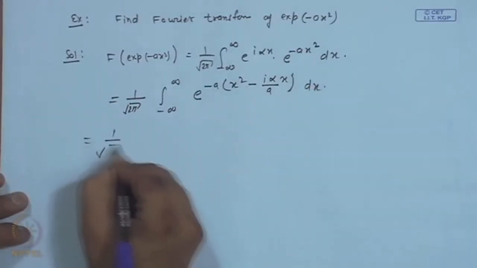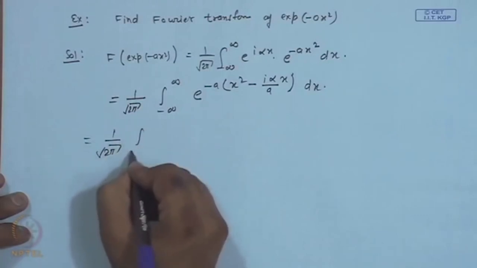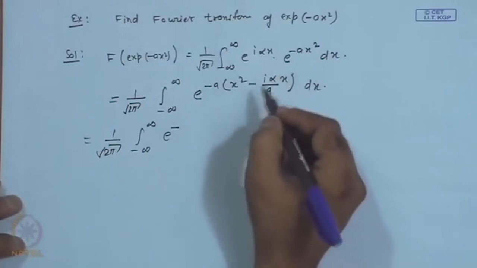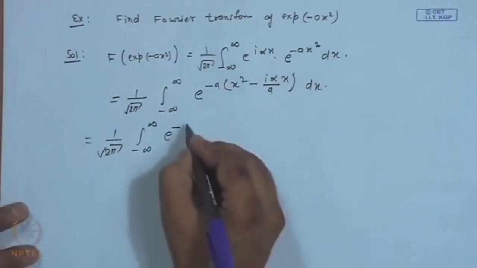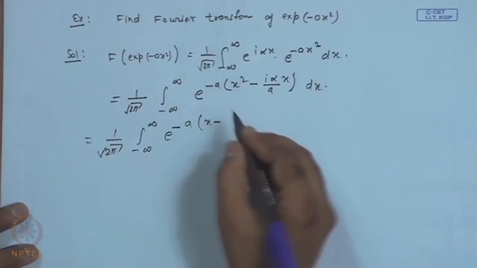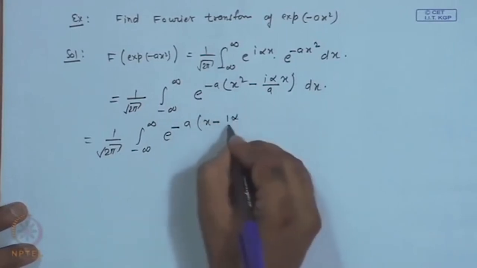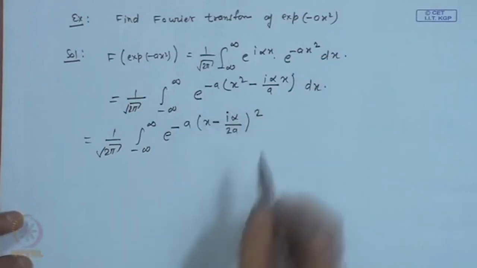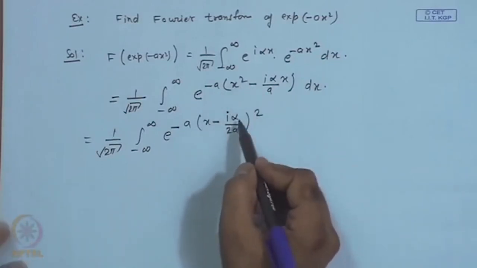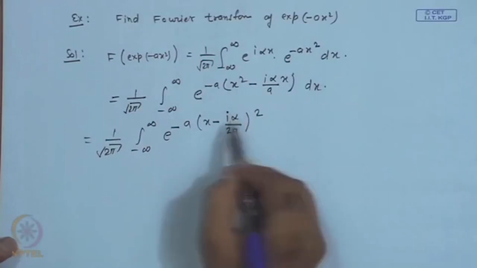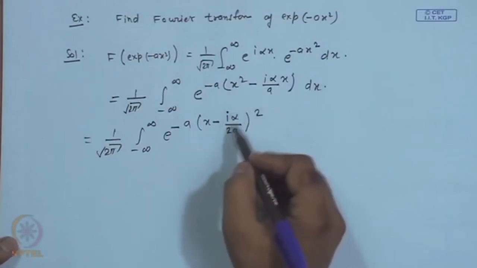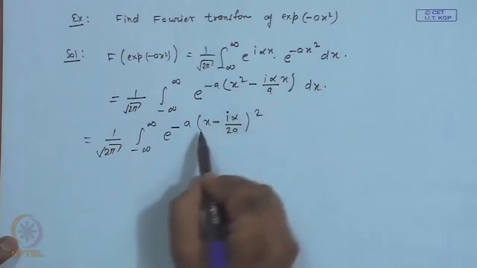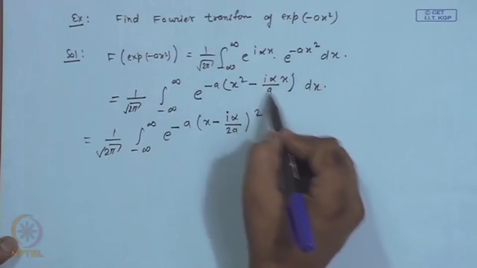So now we have 1 over square root 2 pi, integral from minus infinity to plus infinity, and e to the minus, we try to put here in the complete square form. So we have (x minus i alpha over 2a) whole square, then what you will get: x square, and plus the square of this term is extra here, so we will compensate that. But we have 2 times the multiplication of this, and this is x i alpha over a, so that term is here.